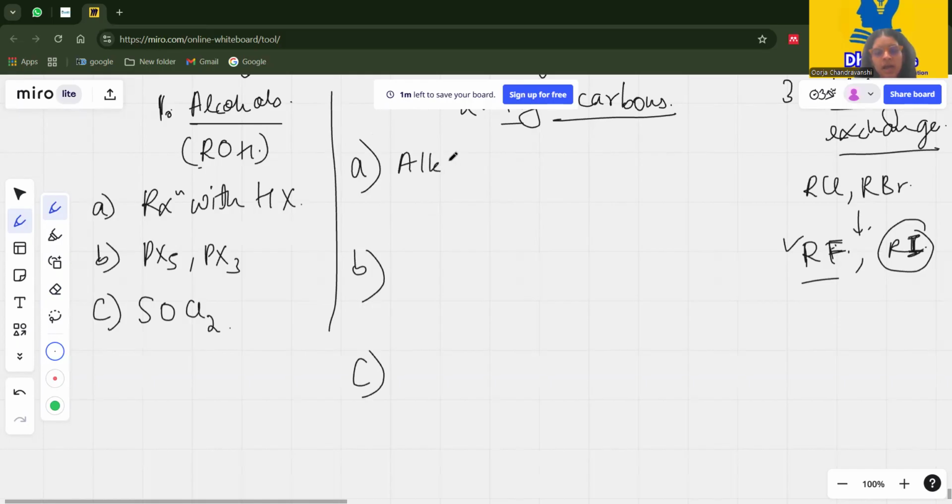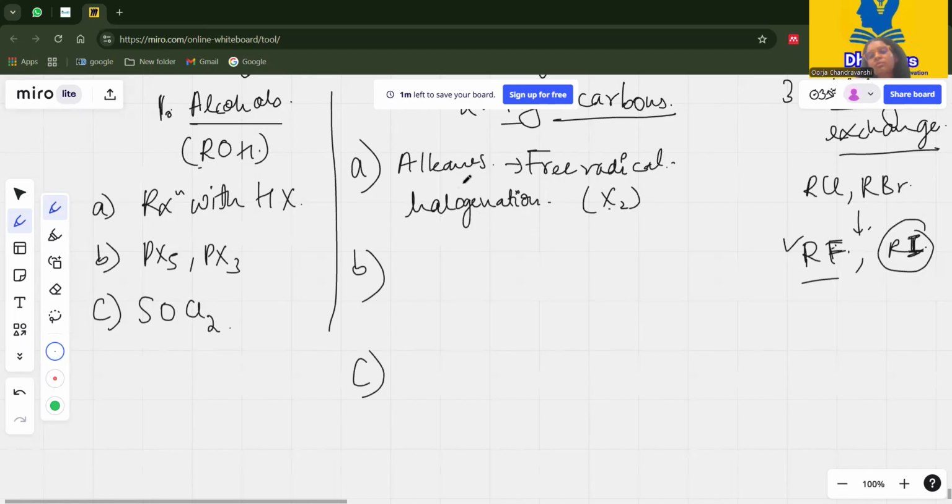So alkanes, if you know anything about free radical substitution reaction, this is what we see. This is free radical halogenation, where we are directly going to be adding X2. And it provides us a mixture of products, and hence it's not the most preferred method for preparation of alkyl halides.